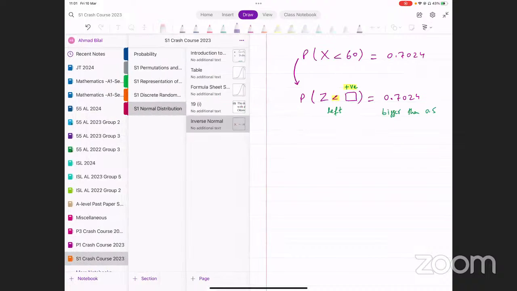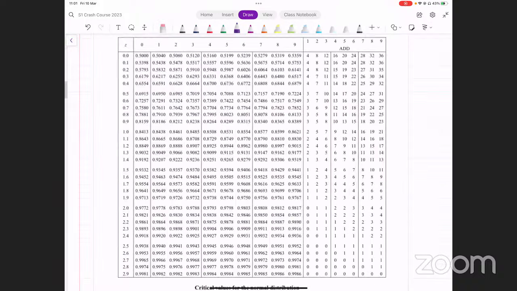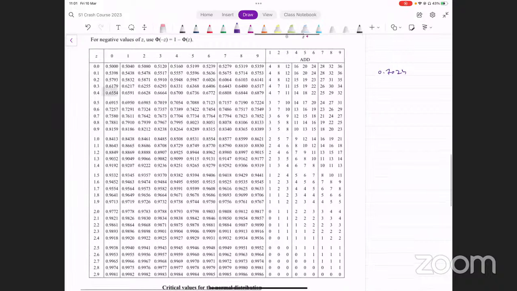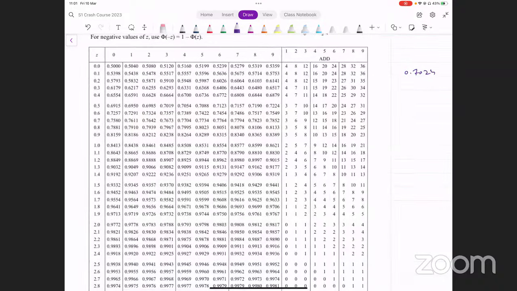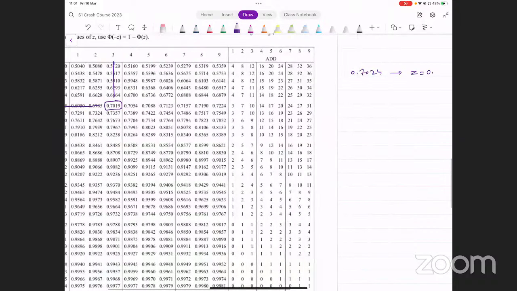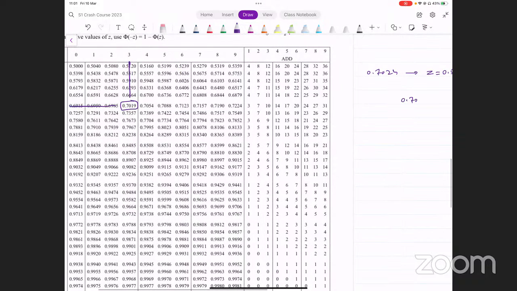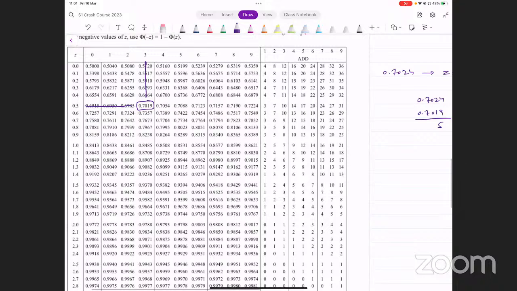0.7024, that's the probability. Let's look for 0.7024 here. Now we don't have 0.7024 here, but we have 0.7019. Let's see the value corresponding to that, 0.53. So the value of Z that we have corresponding to this is 0.53. But then we were looking for 0.7024. What we have found from the table is 0.7019. What's the difference? How much more do we have to add to it? 5 more.